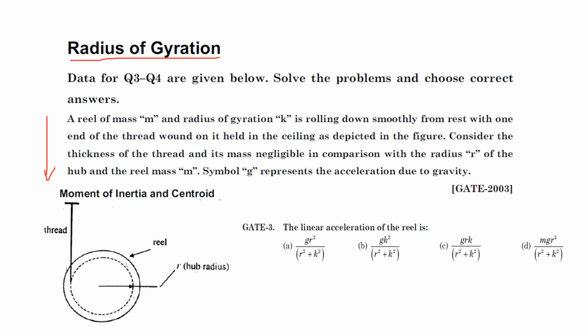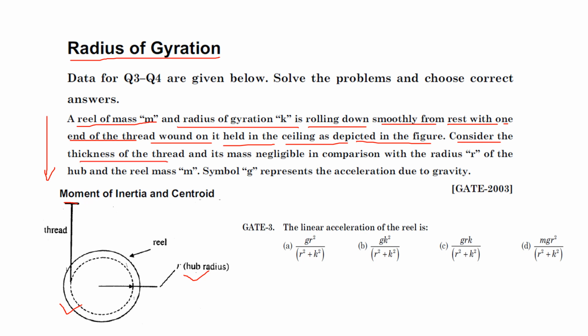We have to use whatever is given. This figure is given. I will read that. A reel of mass m and radius of gyration k is rotating down smoothly from rest, and one end of the thread wound on it is held in the ceiling as depicted in the figure. So it is held here. This is the thread, the reel, and its hub radius is r.